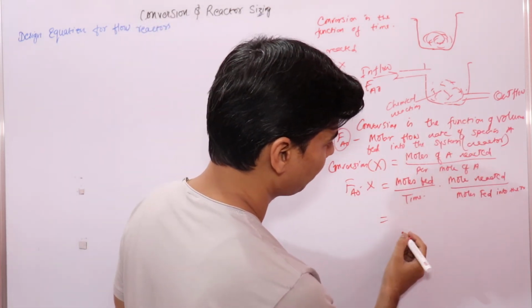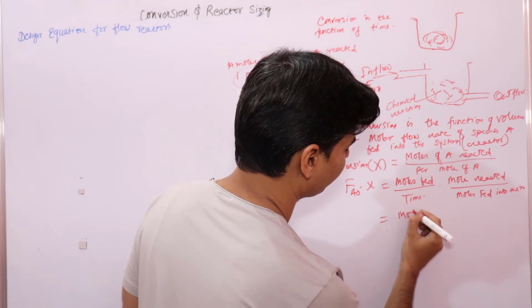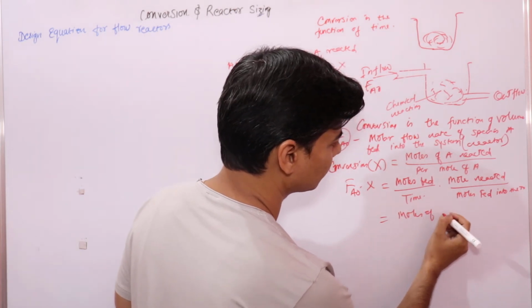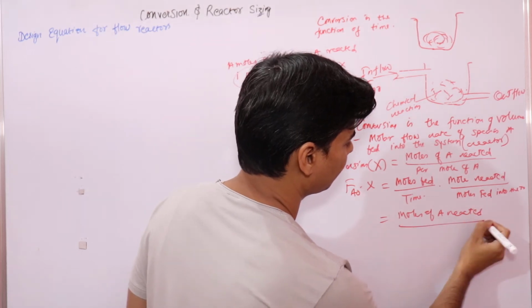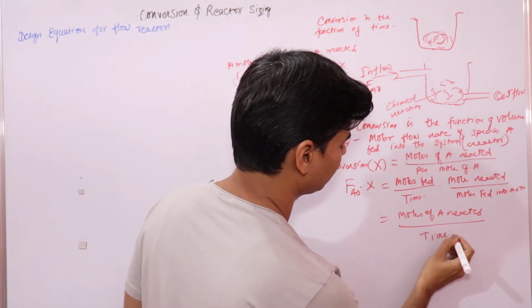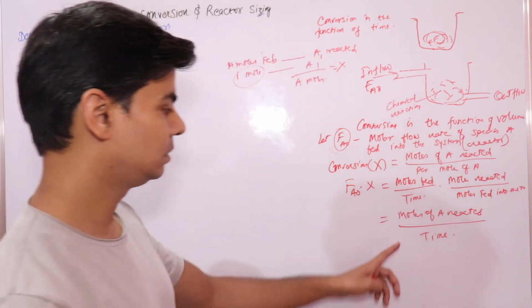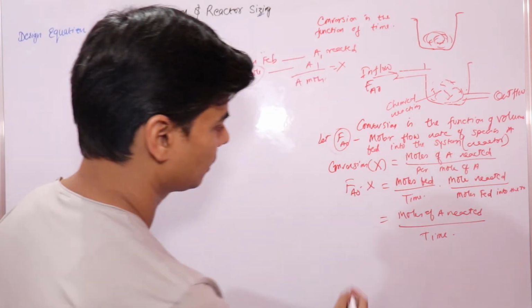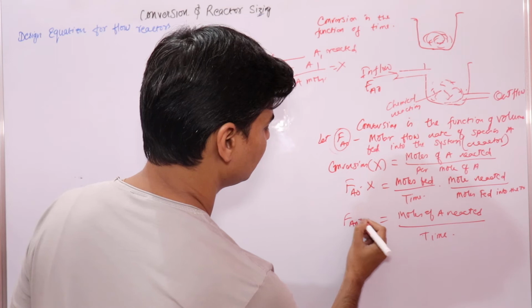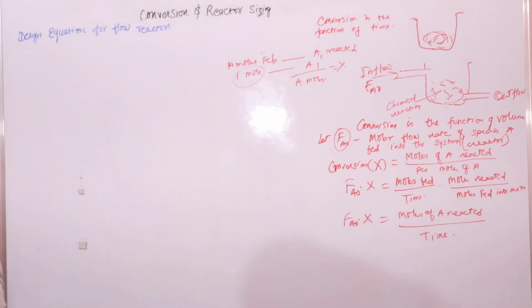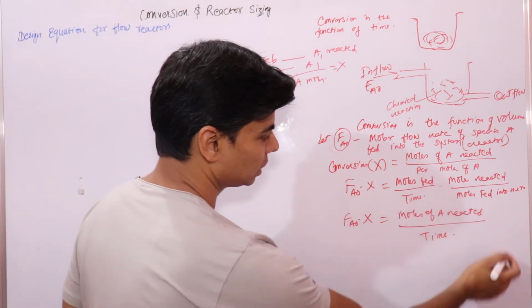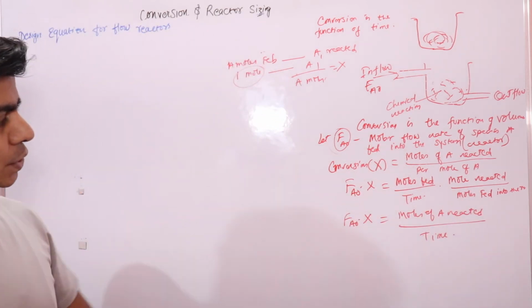So this would be moles of A reacted divided by time. This is the expression. This is your FA0 X. Now we got this one thing, we understood this.